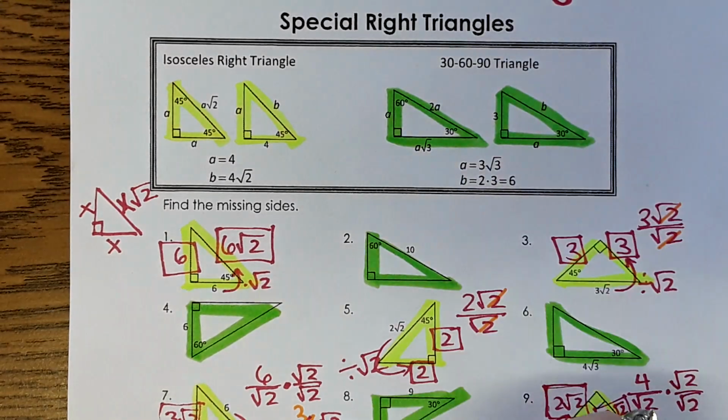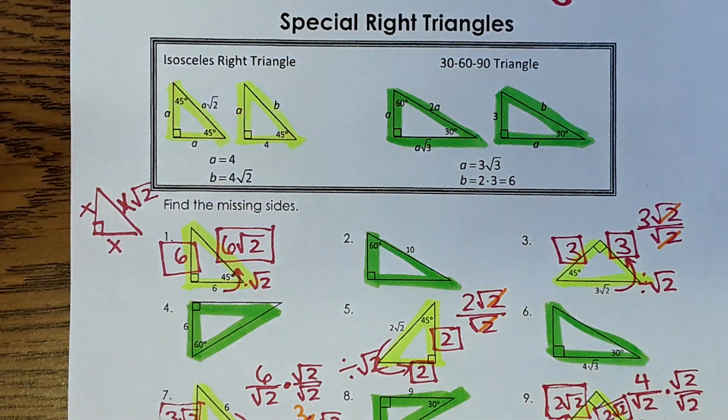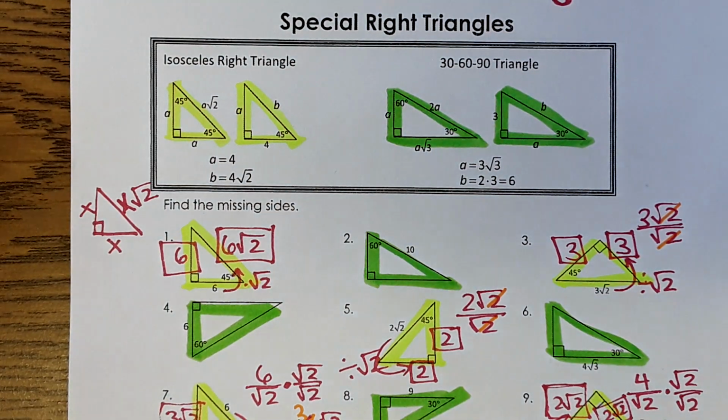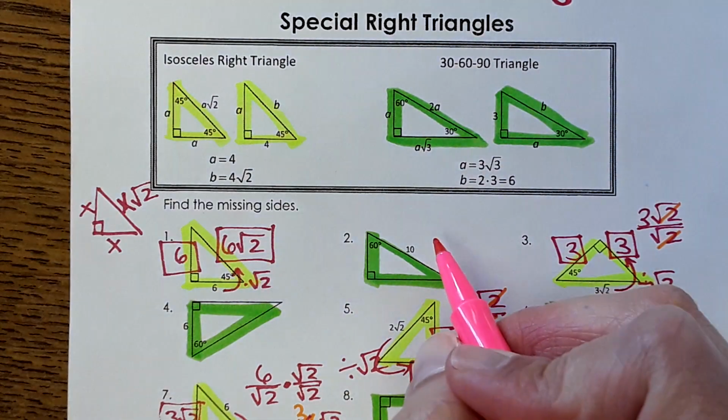So now we are kind of like starting over, like clear the slate, because we're going to be working with the 30, 60, 90 triangle, which has different ratios. We'll start with number 2. I'm going to grab a different color too. Let's see. Okay, I'm going to use this pink.